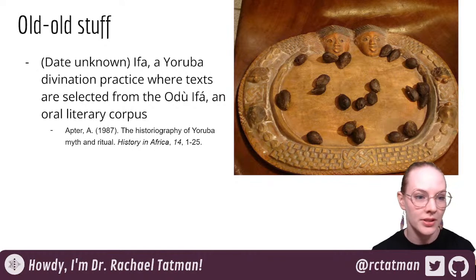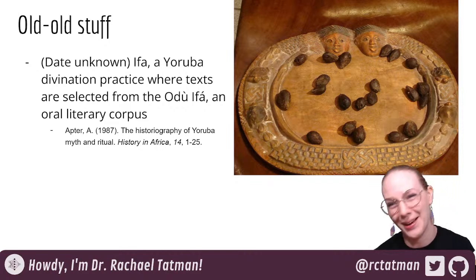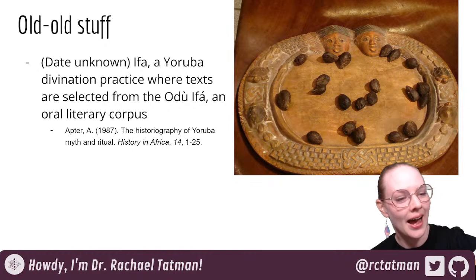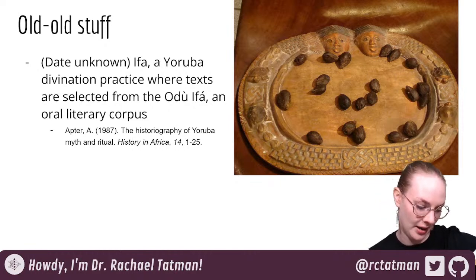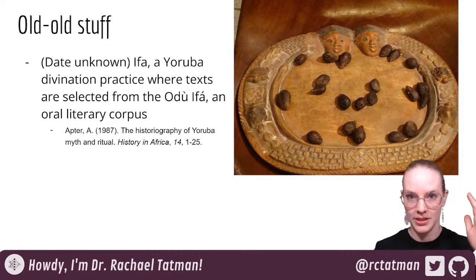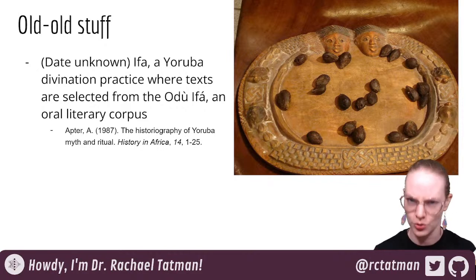So one example is Ifá. I don't speak Yoruba, so my apologies for those of you who do and are just wincing right now. It's a divinatory practice based on an oral tradition, which is this enormous text, and you would, based upon the casting, select the relevant text and then describe how it would be appropriate to the situation, or sort of the general idea.